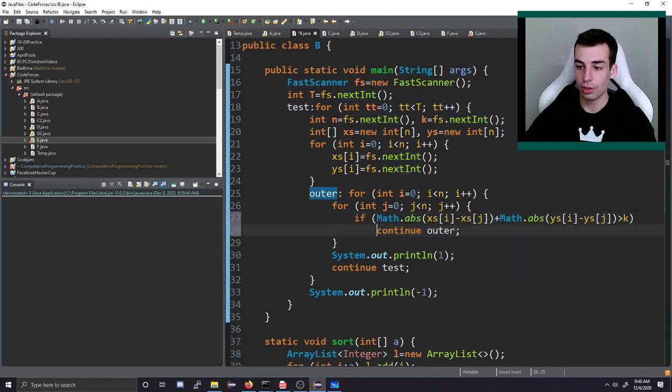And if so, then this is impossible, right? Then ball i would not be a valid thing to electrocute, so I skip it. Otherwise, ball i would work. That takes one turn, so then I print it. And that's a solution to problem B.